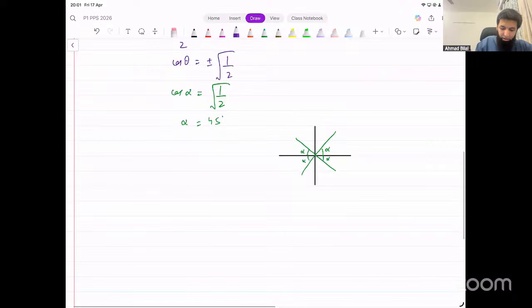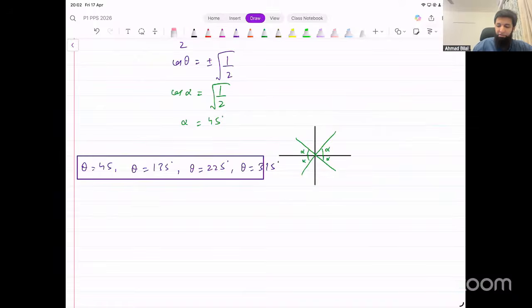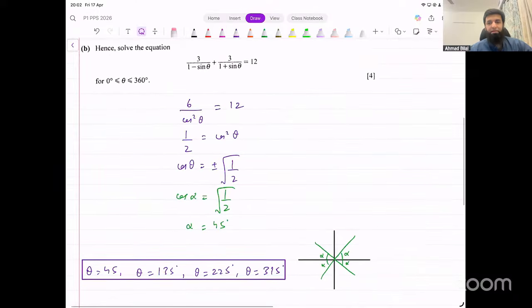In the first quadrant, it will be 45. In the second quadrant, it will be 180 minus 45, which is 135. In the third quadrant, it will be 180 plus 45, which will be 225. And in the fourth quadrant, it will be 360 minus 45, and that will be 315. These are 4 possible answers that we get for this equation. Makes sense, right? Really straightforward, this one as well.